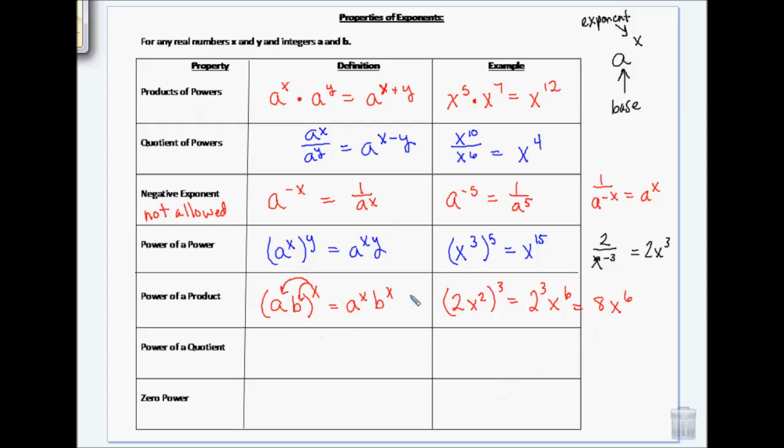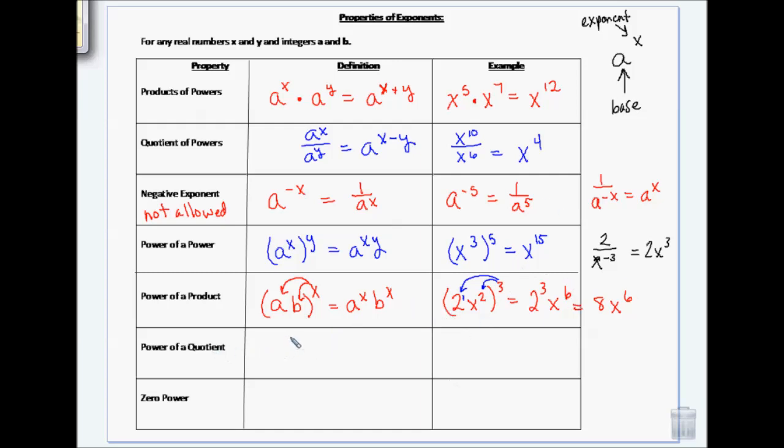Wait, could you explain that again? Yeah, so if you have an exponent on the outside of a parenthesis and there's a product inside, I'm going to take this exponent and apply it to each of these things. There's like an invisible 1 right there, right? Right. So it's 3 times 1, so that's where I get this third, and 3 times 2, so that's where I get the 6th. Okay.